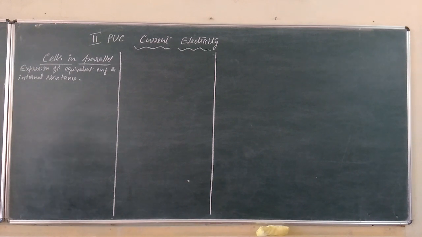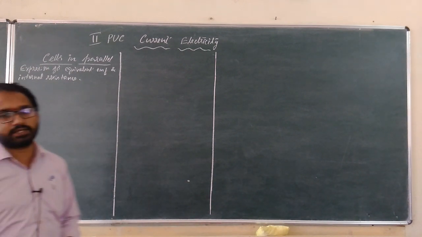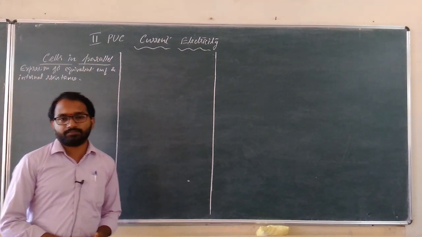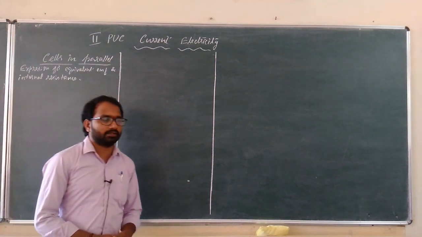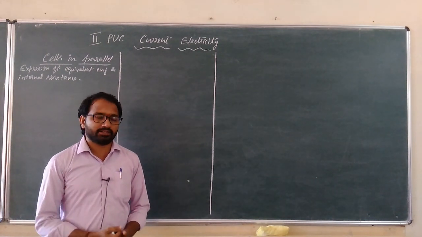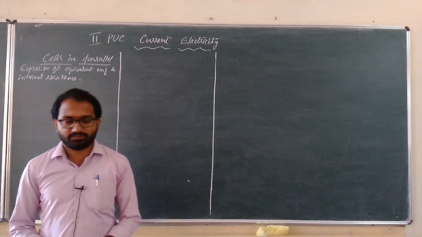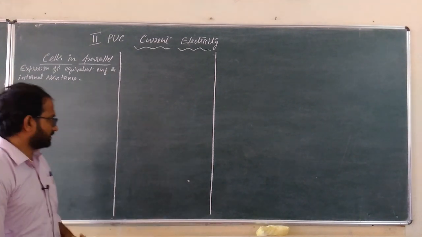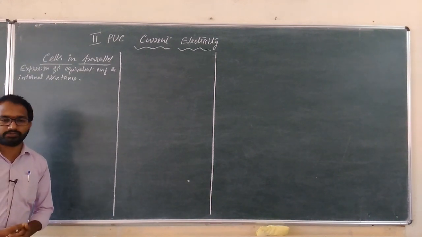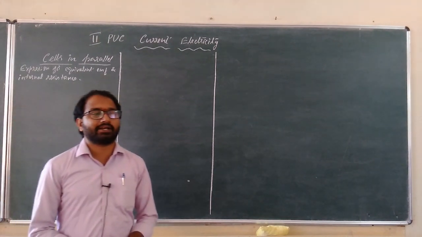In the previous class, we were discussing the series combination of cells, where we derived the expression for the effective or equivalent value of EMF and internal resistance of two cells connected in series. So in this class, we discuss the parallel combination of cells. We derive the expression for equivalent EMF and internal resistance of two cells which are connected in parallel.